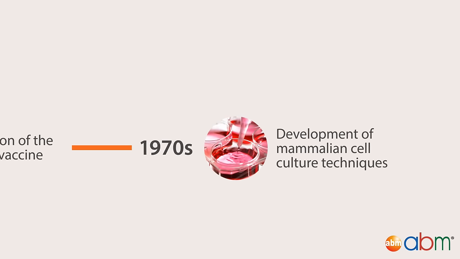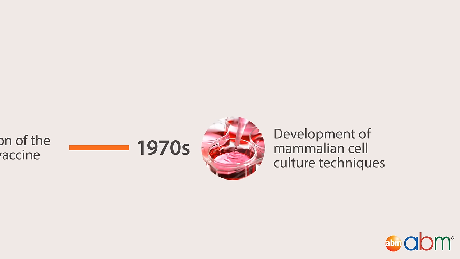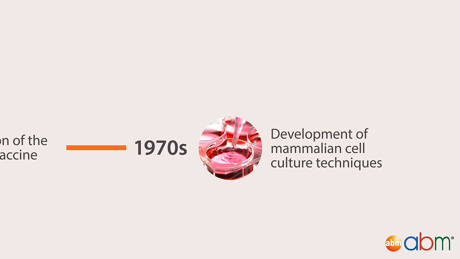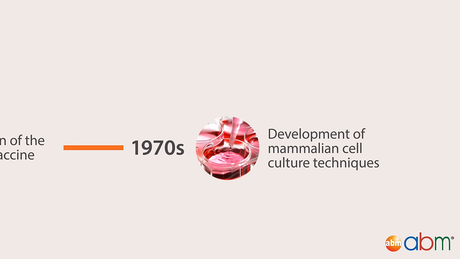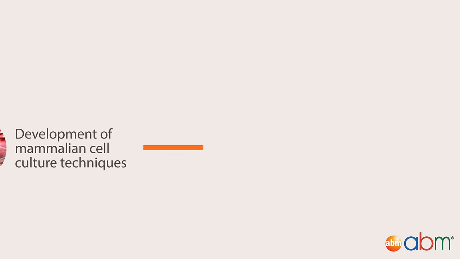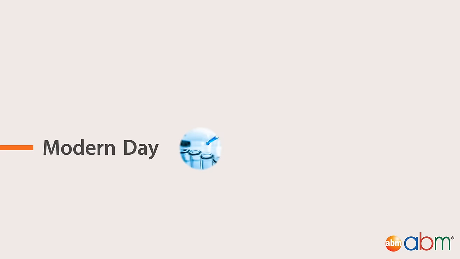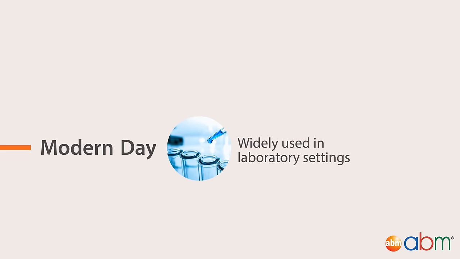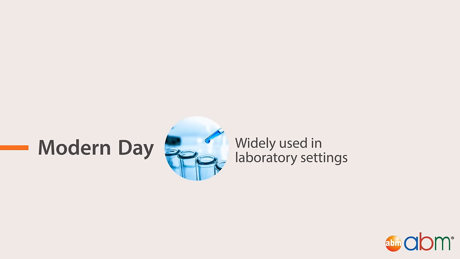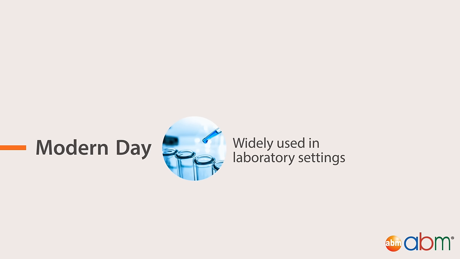Fast forward to the 1970s, mammalian cell culture was used to create properly folded and glycosylated proteins, such as interferons and antibodies, that were impossible to make in prokaryotic E. coli cells, because E. coli cells lack post-translational modifications. Nowadays, cell culture is being used widely in laboratory settings, particularly in the field of vaccine research, cancer research, and protein therapeutics.